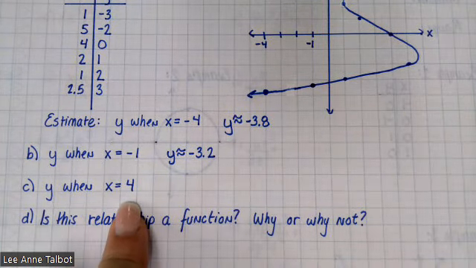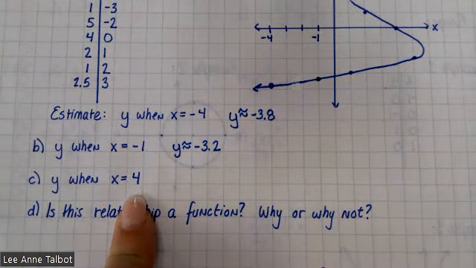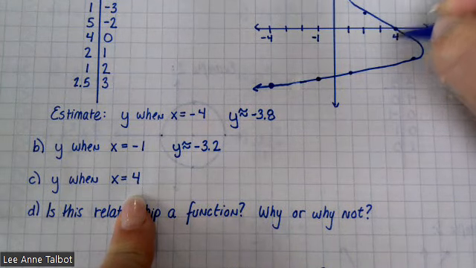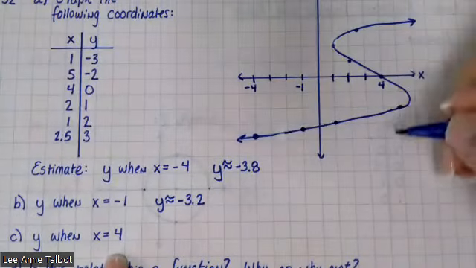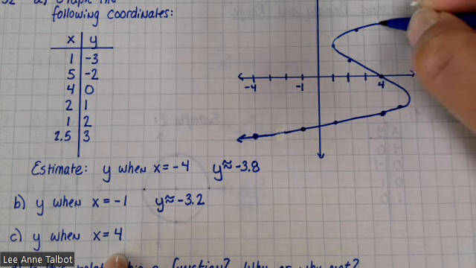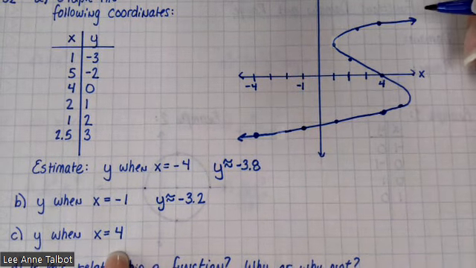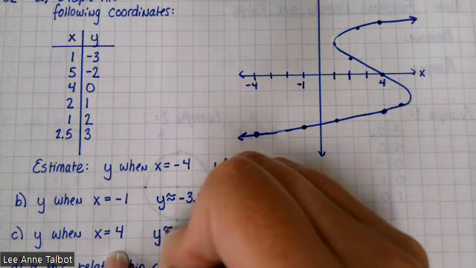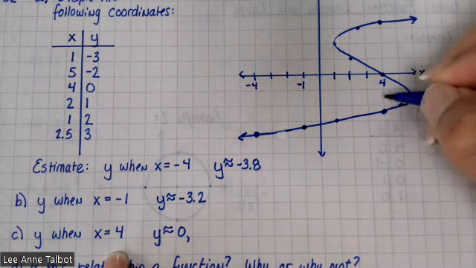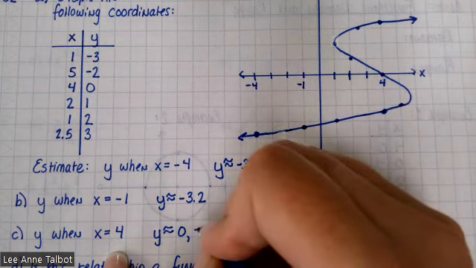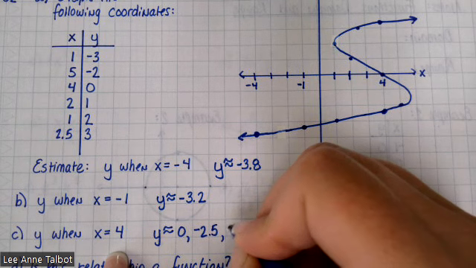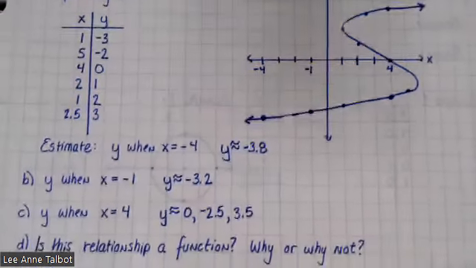Okay, now this is where it's going to get interesting. Estimate y when x is 4. So I'm going to go 1, 2, 3, 4. How many spots are there when x is 4? 1, 2, 3. Okay, so y is 0 for sure. And then negative 2.5 and positive 3.5 ish.